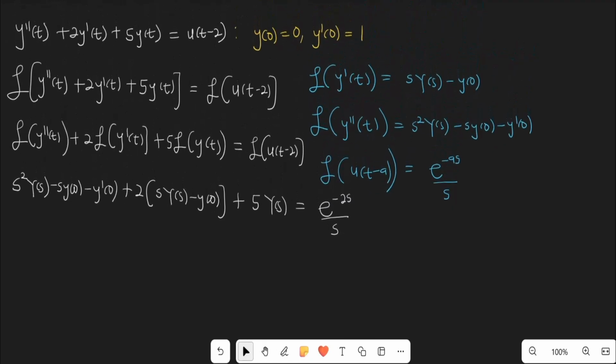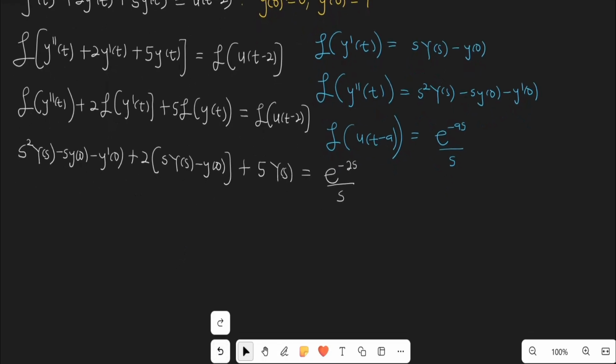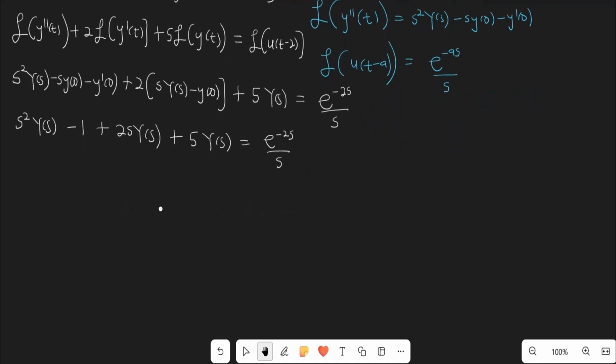With the initial condition, we have y of 0 is equal to 0, but y prime of 0 is equal to 1. So this one is 0. So this is s squared capital Y of s. This is 0, but this is 1. So this is going to be minus 1 plus 2 times s times capital Y of s. 2 times 0 here is going to be 0. And now we are going to add 5 times capital Y of s. And this is equal to e to the negative 2s all over s.